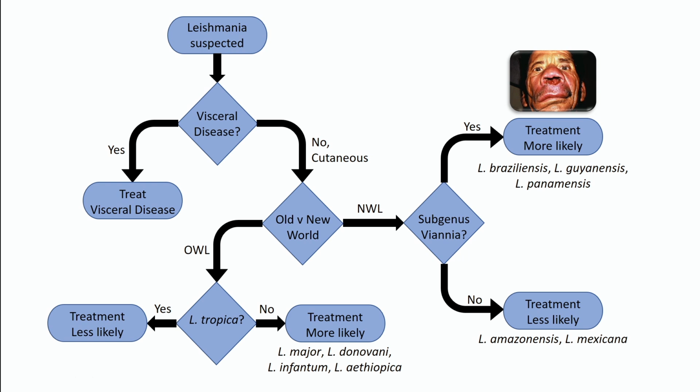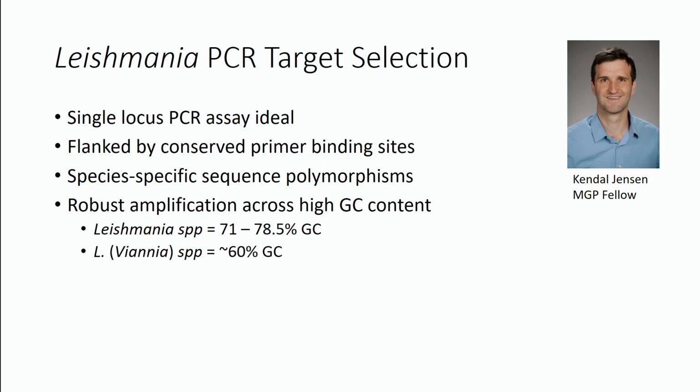So we wanted to develop, ideally, a single locus PCR assay that could distinguish these different species. When Kendall Jensen, our molecular pathology fellow, was on rotation with us, he did a really helpful literature review and identified several candidates. The other features of this potential assay would be flanking conserved primer binding sites with an intervening region of high sequence and potentially length polymorphism.